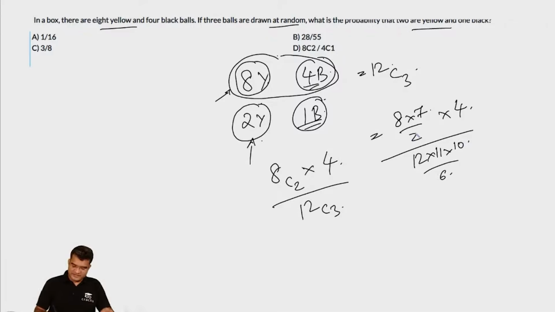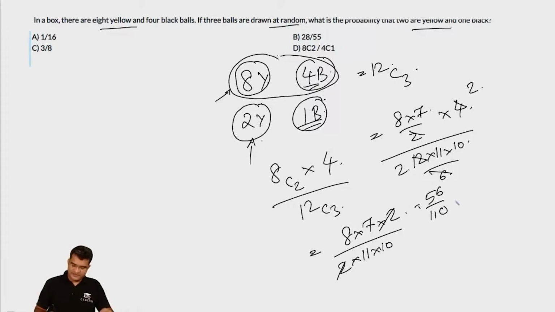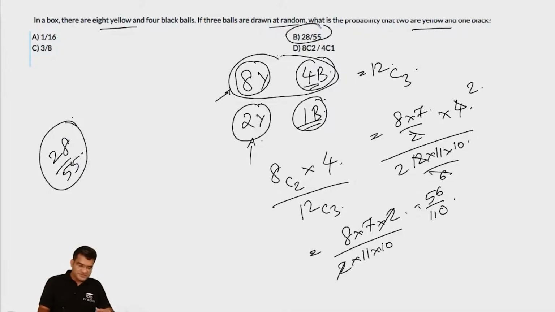So you can simplify this. You can cancel 2 over here. So the numerator will be 8 into 7 into 2, and the denominator will also have a 2. So the simplified version will be 8 into 7 into 2 divided by 2 into 11 into 10. You can cancel 2 in the numerator and denominator. So this is equal to 56 by 110. Or you can divide both the numerator and denominator by 2. So this will equal 28 by 55. So the required answer is option B.